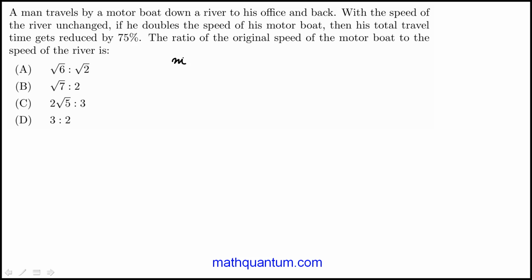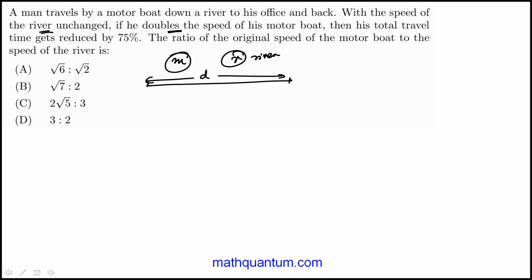So here I'll use the letter M to represent the speed of the motorboat and R for the river. They tell us that the speed of the river is unchanged, and we have two scenarios, one where the speed is doubled. If we look at the first case, the distance from his office and back, let's say that distance is D. So one way he's going against the river, and the other he's going with the river.